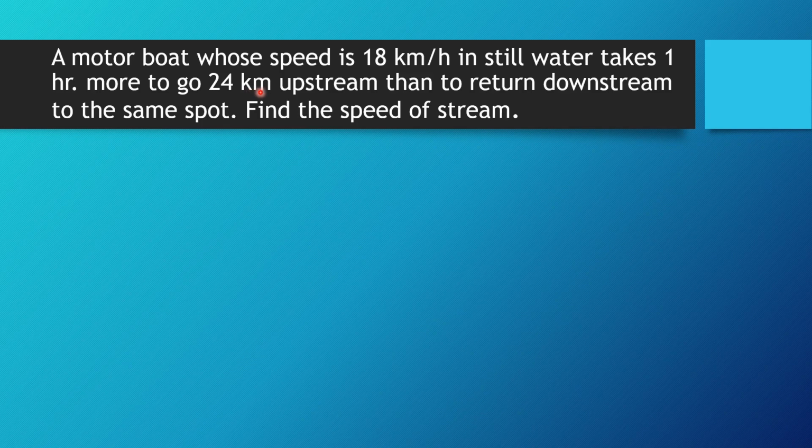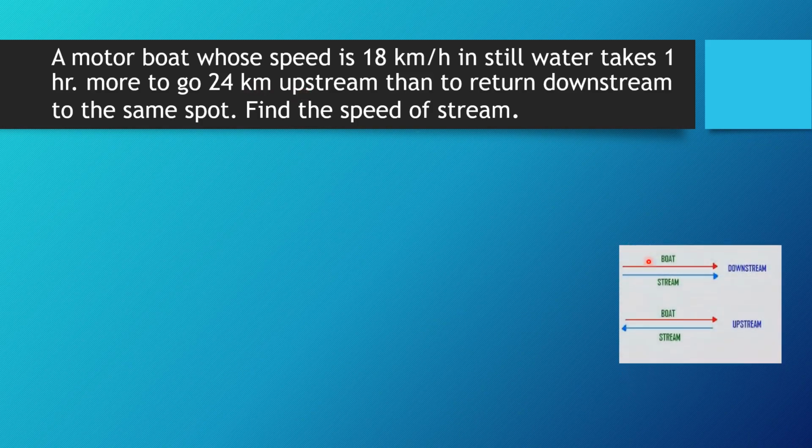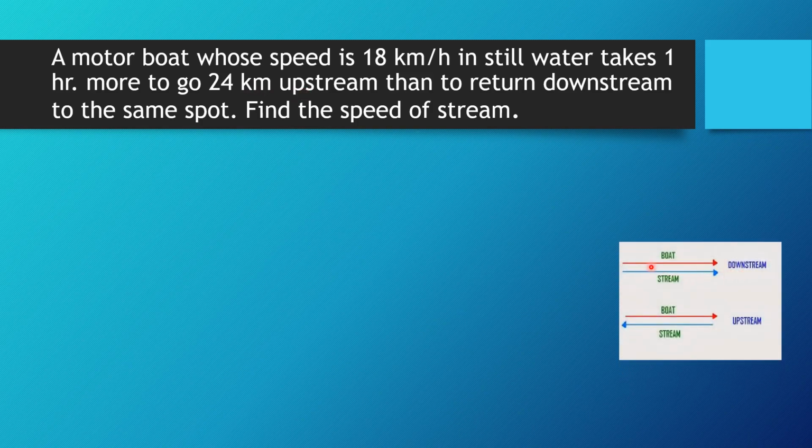Let's understand what downstream and upstream mean. In the case of downstream, the direction of the boat and the stream is the same, so the speed of the boat will increase. Here we'll add the speeds of the stream as well as the boat. But when I talk about upstream, I am going in one direction and the stream waves are going in the opposite direction. So the speed of the boat will be reduced. That's why upstream is taking more time. So in the case of upstream, I need to subtract.